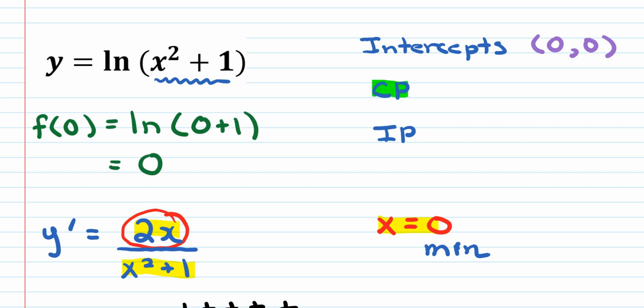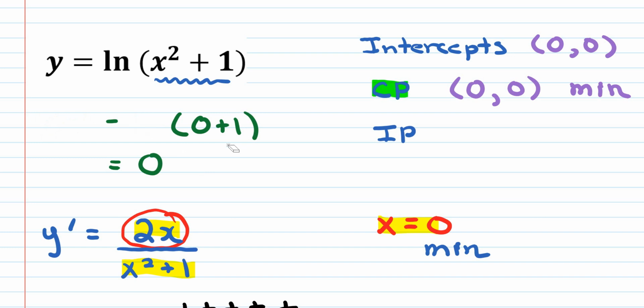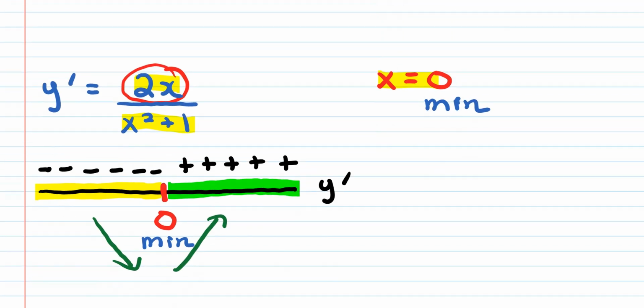So it turns out that my critical point, which is 0, also has a y value of 0, and this gives me a minimum. Okay, so (0, 0) is acting as both an x and y intercept, and it's also acting as a critical point, which is a minimum. Now let's go ahead and find our inflection point.